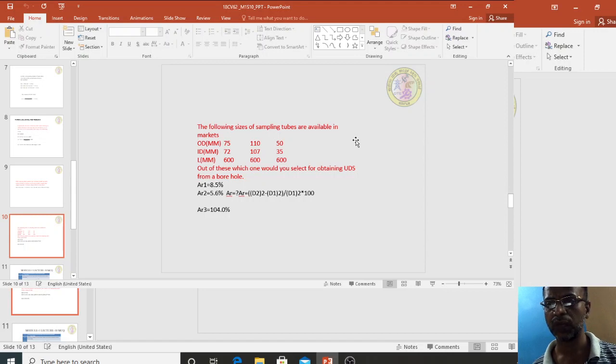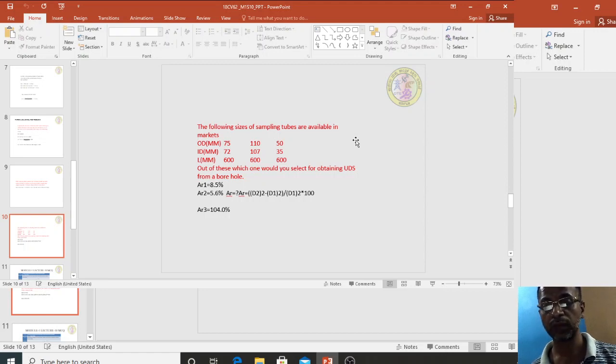We are all aware that area ratio is given by (d2 square minus d1 square) divided by d1 square, into 100. The outer diameter we call d2, the inner diameter we call d1. There are three tubes given, so you will get three area ratios. For the first it is 8.5%, the second it is 5.6%, and the third, for 50 mm outer diameter and 35 mm inner diameter, it is 104%.